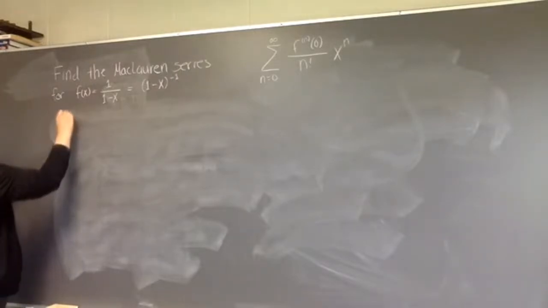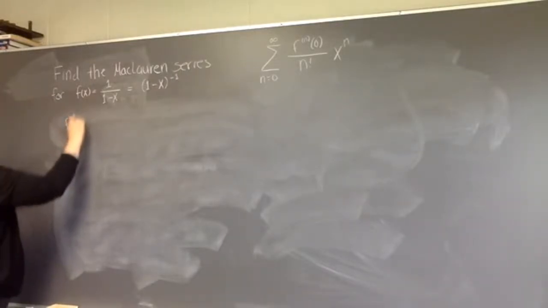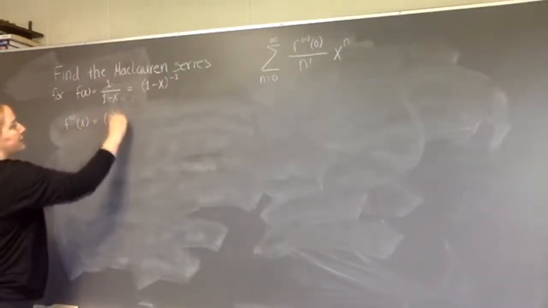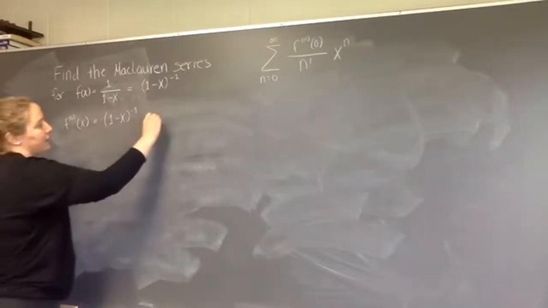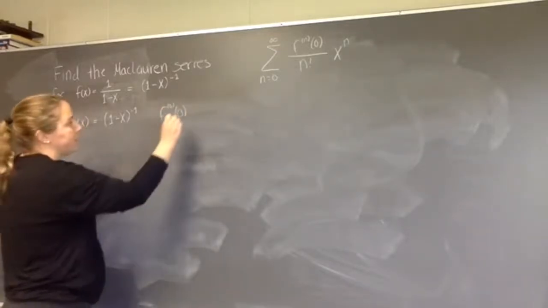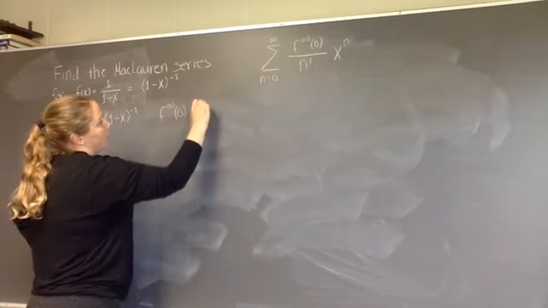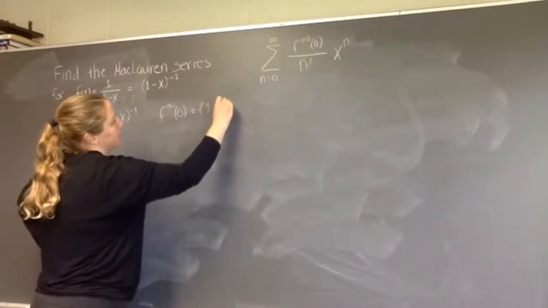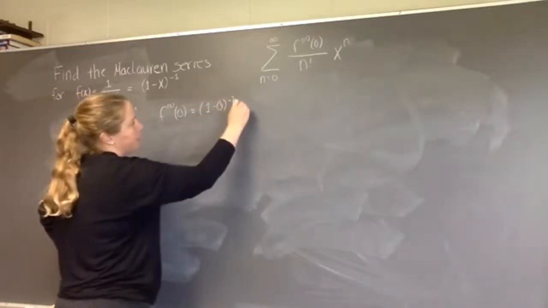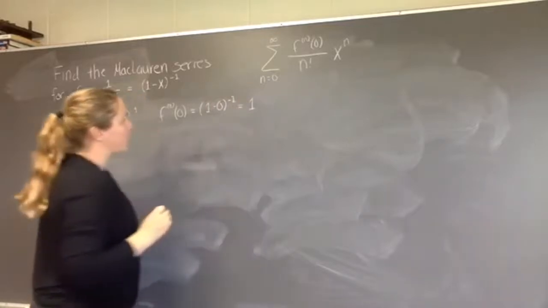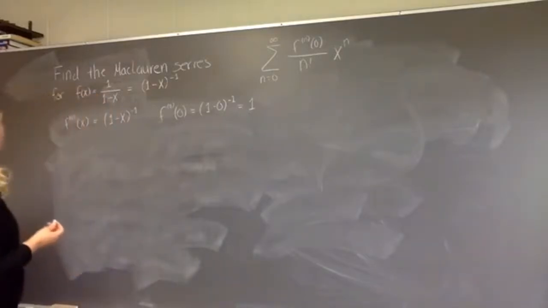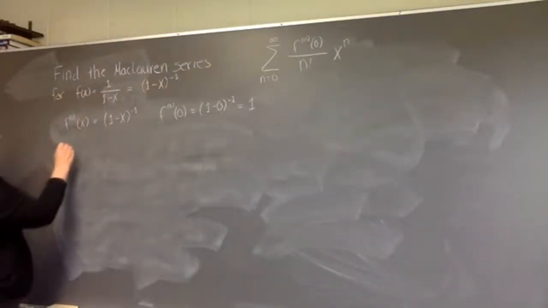So the 0th derivative, which means the function without any derivatives taken yet, is 1 minus x to the minus 1. And if we evaluate that at 0, because it's a Maclaurin series, we end up with 1 minus 0 to the minus 1, which we don't even care about the exponent. We just see that the interior here is 1, and 1 to any power is equal to 1. So we get 1 for the 0th term.